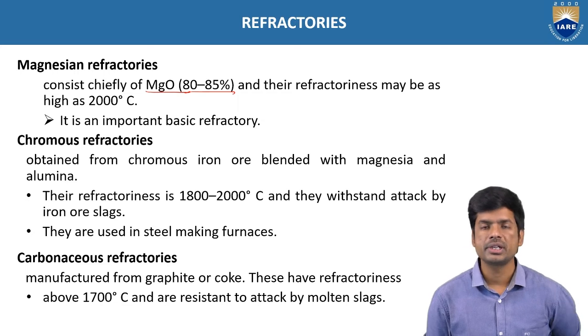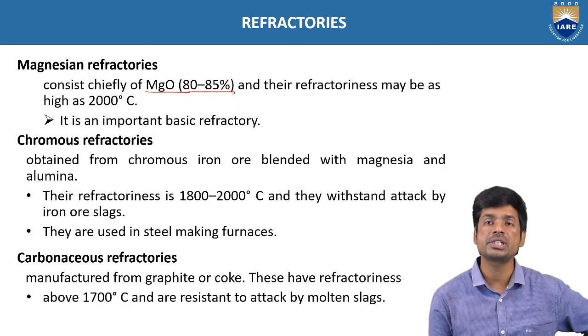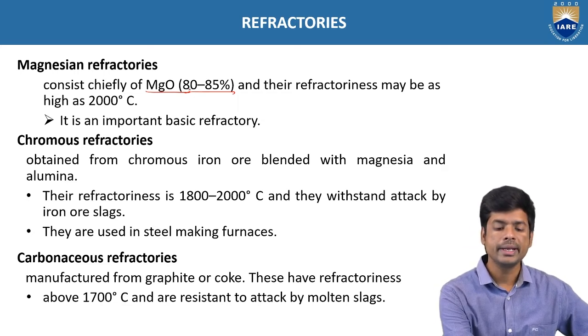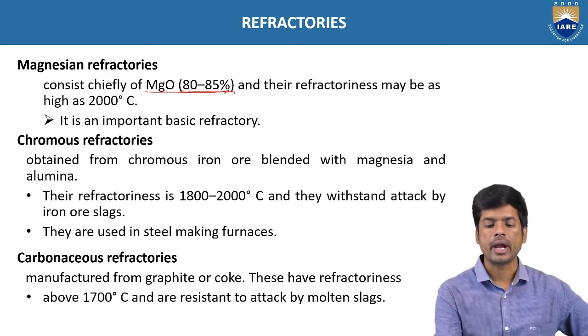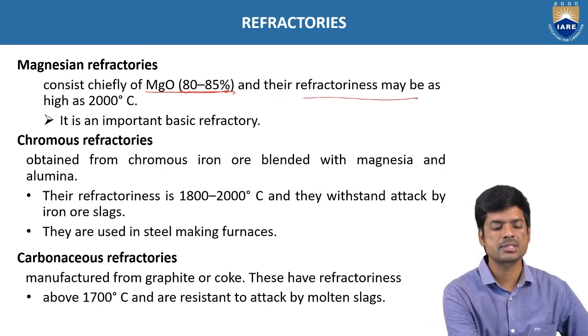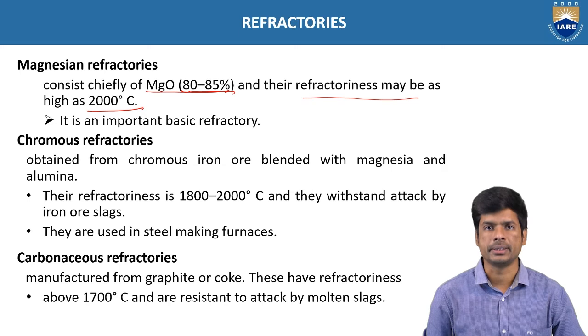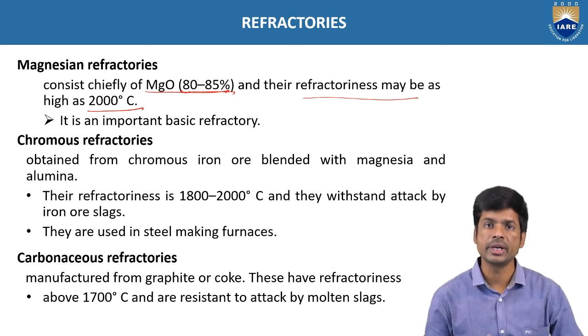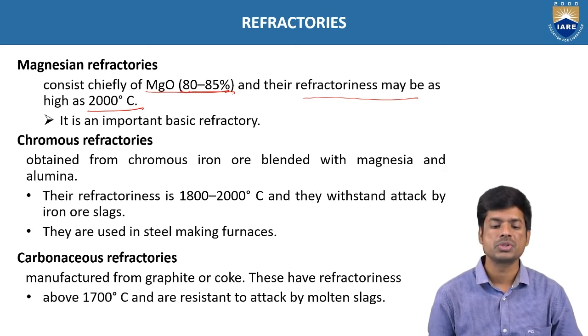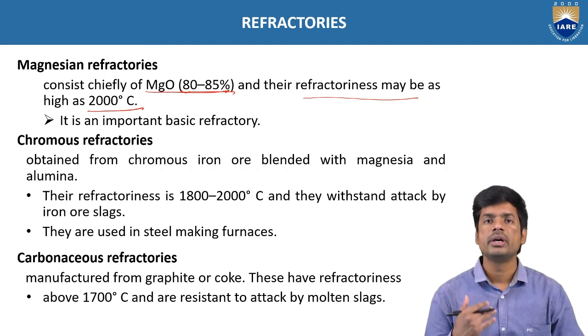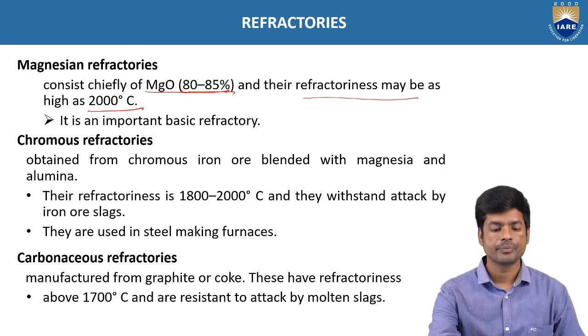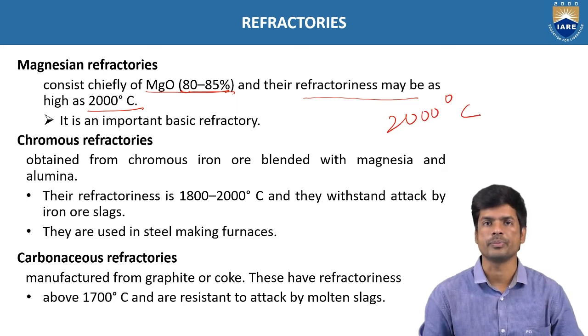So here, magnesium refractories are those where the magnesium oxide content will be around 80 to 85 percent, and their refractoriness may be as high as 2000 degrees Celsius. Refractoriness is nothing but resistance to heating without getting any deformation. So these magnesium refractories can take around 2000 degrees Celsius of heat without any failures.